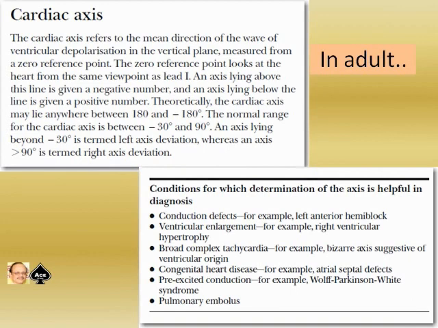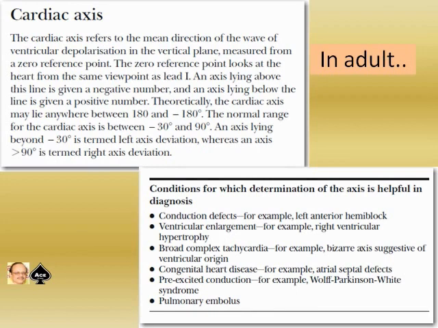Cardiac axis is the next step in ECG analysis. Something about adult cardiac axis I am saying. The cardiac axis refers to the mean direction of the wave of ventricular depolarisation in the vertical plane, measured from a zero reference point.